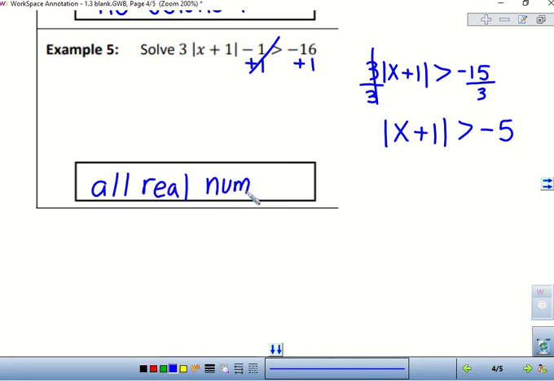So the reason this one is all real numbers is that it doesn't matter what the absolute value comes out to be, because it will always be what? We can guarantee that it's always positive, which means that for any situation, it's still going to be greater than negative 5. Even if it's 0, it's still greater than negative 5, right? So that's the reason. So is everybody good with that? Okay. Let's go ahead and move on to the next.